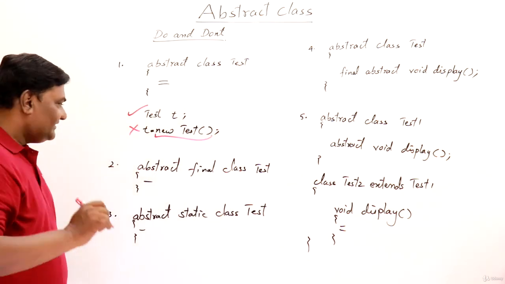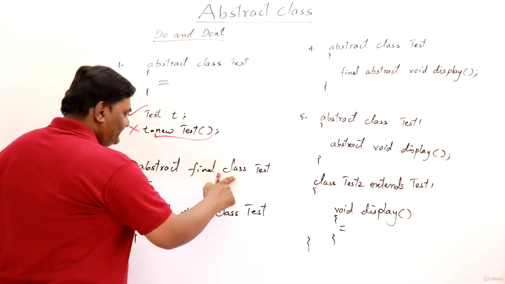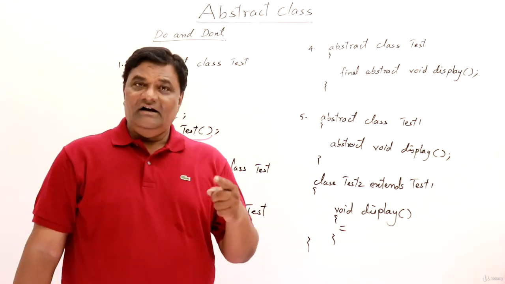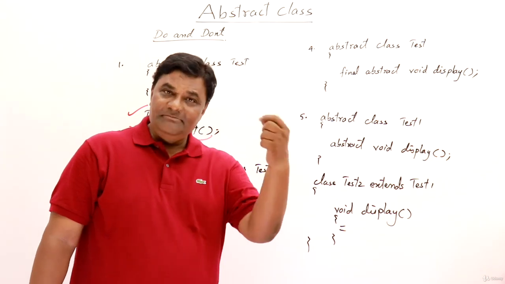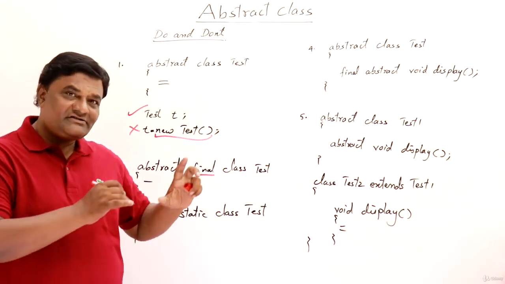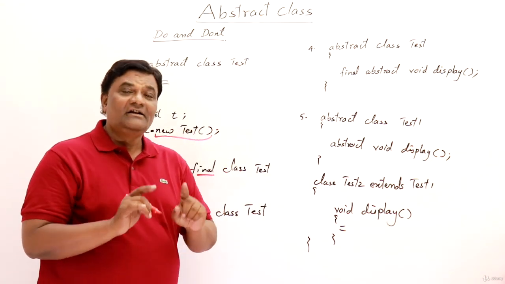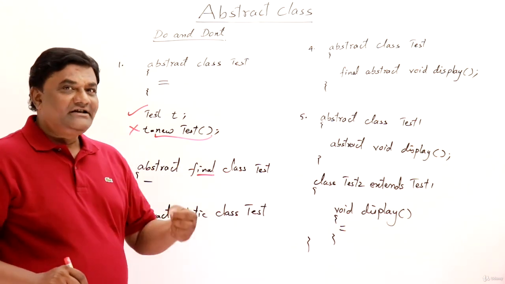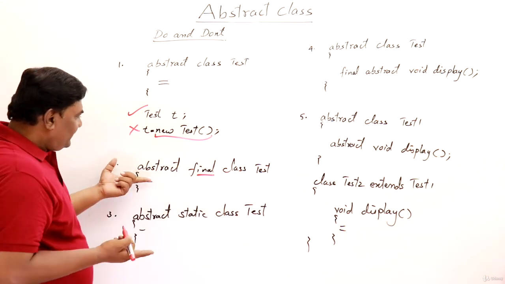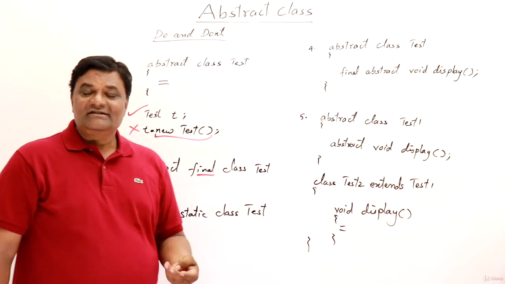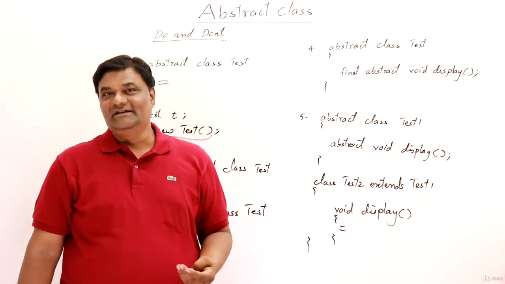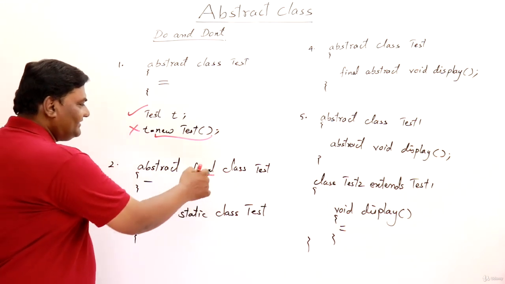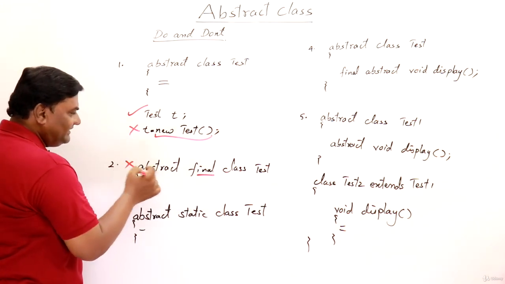Then the second point. This is an abstract class Test, and it is final. I'll tell you about final in coming videos in detail. For now, let us understand that a final class cannot be extended. It cannot have subclasses. Then what is the use of an abstract class? Abstract classes are meant for the subclasses only. They give the standards for the subclasses. So an abstract class cannot be final.